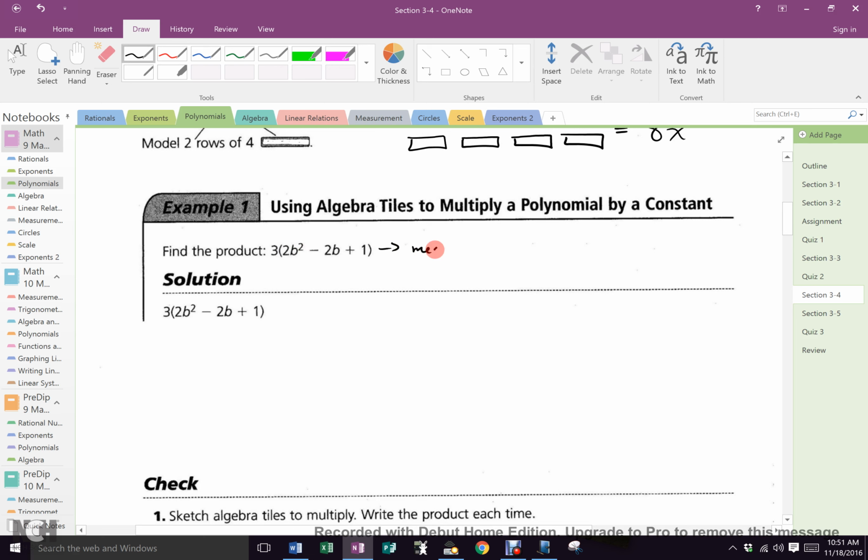This means I need 3 of the trinomial, right? This is just like what we did with Paul. I need 3 of these. So how many times do I need to draw it? 3 times.